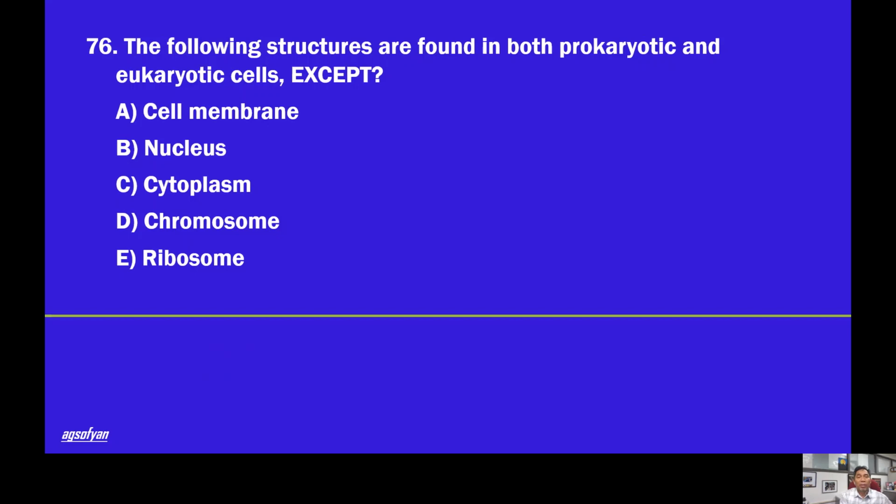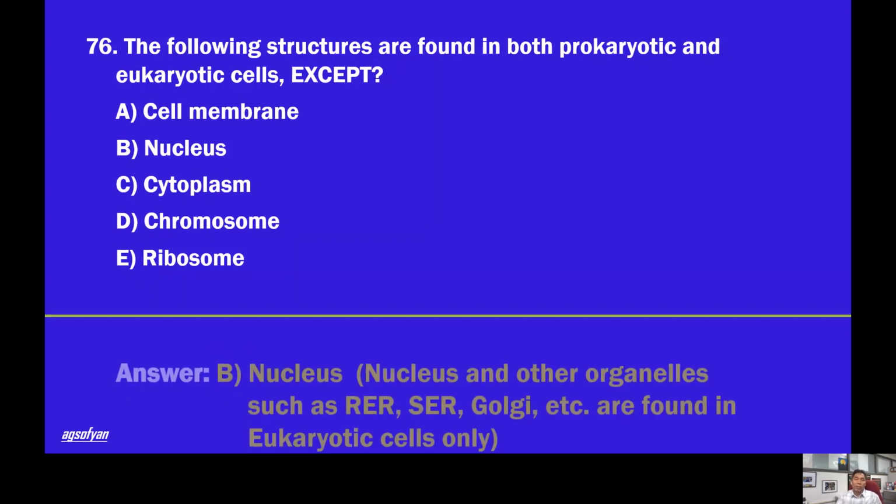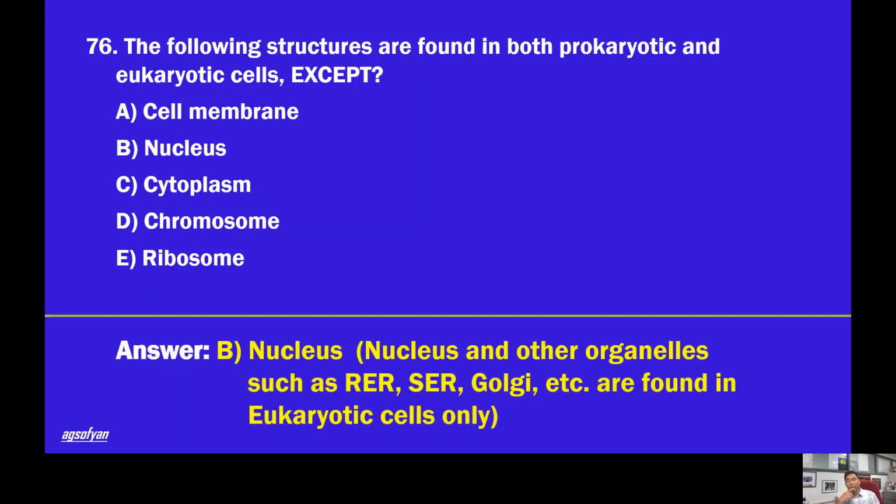76. The following structures are found in both prokaryotic and eukaryotic cells except A. Cell membrane, B. Nucleus, C. Cytoplasm, D. Chromosome, E. Ribosome. Choose your answer. Yes, the answer will be nucleus. So nucleus is only present in eukaryotic cell. Prokaryotic cell do not have nucleus.